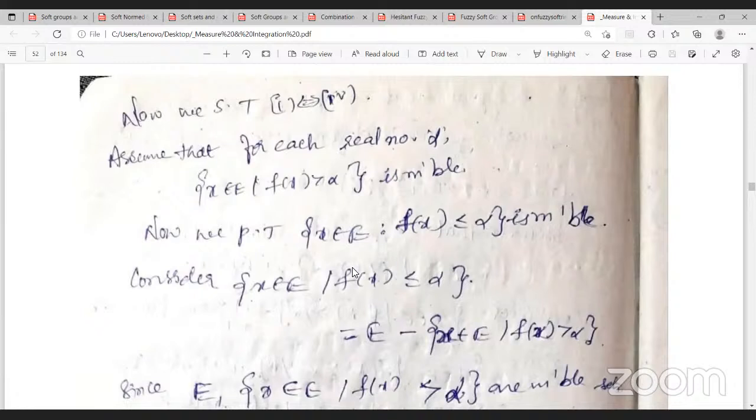Input, we have a statement. Suppose A is a measurable set. Then its complement is also a measurable set. Generalization: A is a measurable set, its complement is also a measurable set.